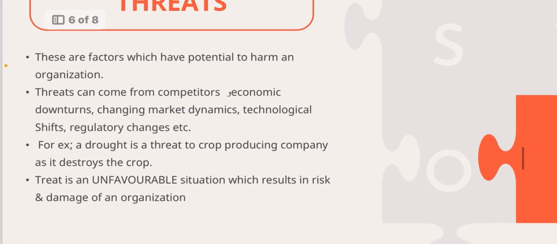Lastly, we have threats. These are factors that have potential to harm an organization, okay. So these can come from competitors, economic downturns, changes in market dynamics, and all these. For example, a drought is a threat to a crop producing company as it destroys the crop, and these are nothing but unfavorable situations, okay.